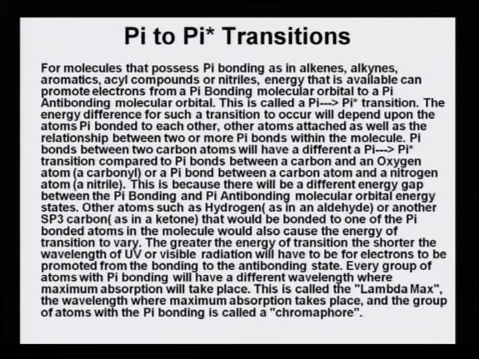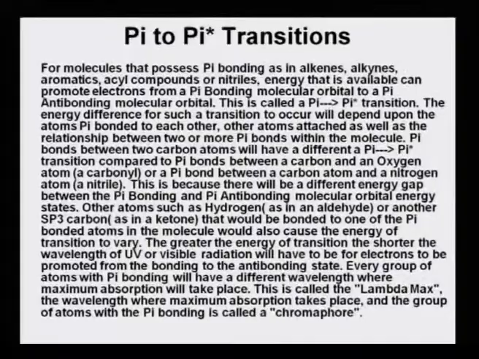Now, if one has to look at various possibilities, the pi bonds between two carbons will have a different pi to pi star transition compared to pi bonds between a carbon and an oxygen. Obviously, the electronic environment of a carbon-carbon double bond and the electronic environment of a carbon-oxygen double bond are bound to be different. So, the pi to pi star transitions also will be very different. One should not generalize that all pi to pi star transitions are the same.